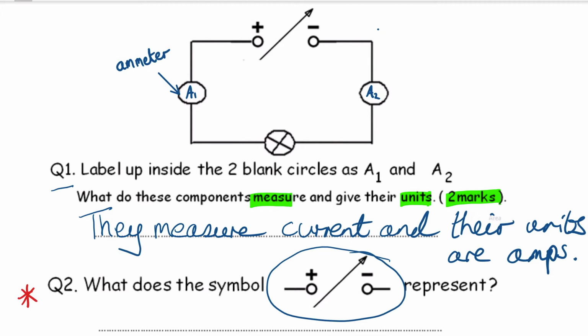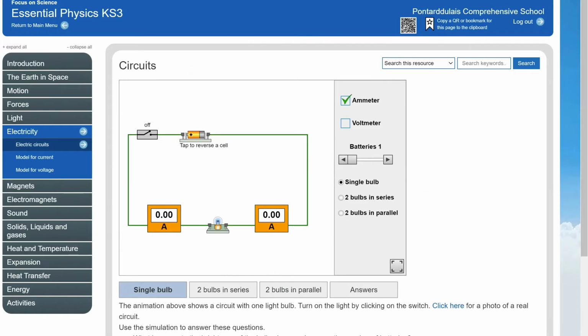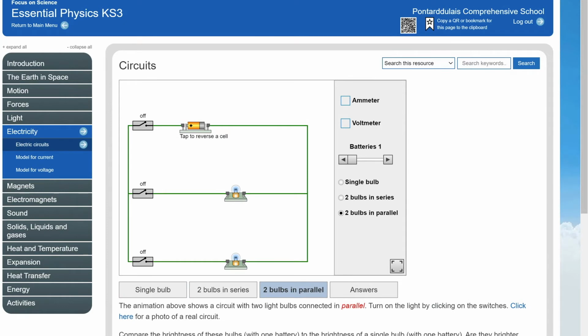We'll simulate that using the piece of software we looked at earlier, the Focus on Science software. What you've got here, you can see 2 ammeters and a bulb and a power supply, in this case 1 cell. I'm going to teach you now the 2 rules. So the first rule is that the current in a series circuit, this is a series circuit because it has only 1 loop. That's a parallel circuit.